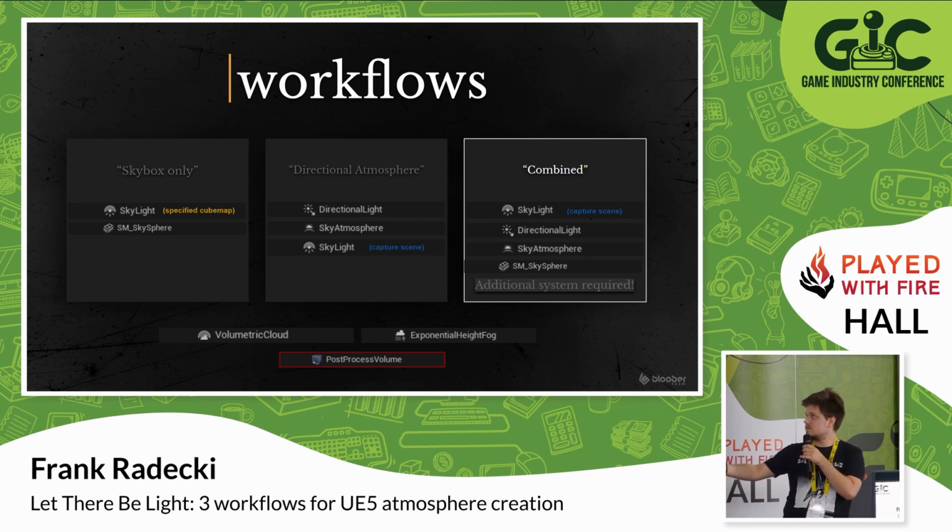Because if you're using Skybox-only, you actually need to find a skybox or create it, and then you're lighting the scene with it. In directional atmosphere, you can of course use volumetric clouds. I'm not a huge fan of volumetric clouds, as you may realize, but volumetric clouds are really hard to art direct. So the combined workflow requires a little additional system. It's not that much, just 2 nodes in the shader. I will show it in a second. And we are actually combining the sky atmosphere workflow with the Skybox-only workflow. So it looks like this.